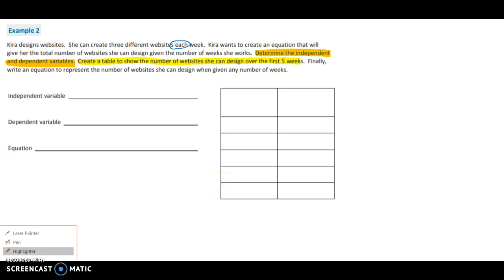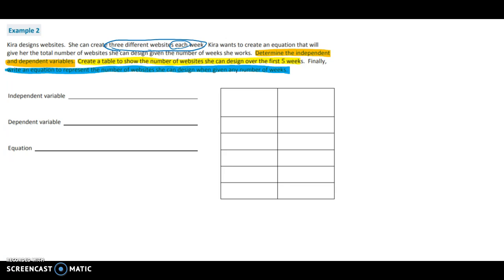And then finally, the third thing that it wants me to find is to write an equation that represents the number of websites she can design when given any number of weeks. So now that I know a little bit about this stuff, I'm going to take out my handy dandy pen. Here we go. It says that she creates 3 websites in a particular week. So that tells me that we are doing 3 times X. So a certain number of X. So we're going to let X equal our weeks.